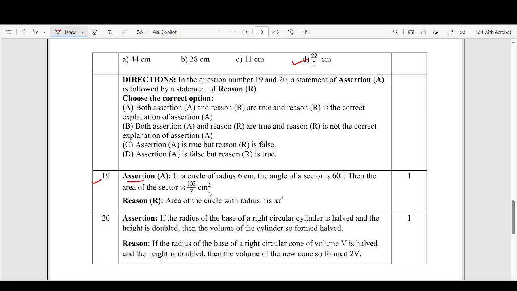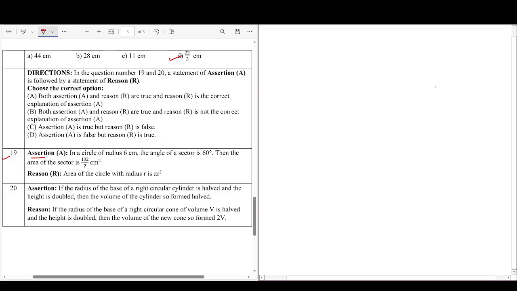Then the area of the sector is. So we know that in a circle, suppose this is the circle, this is the center, we have to form a sector. Suppose this is the sector, and the angle of the sector is given as 60 degrees, and the radius is given as 6 centimeters. We have to find the area of the sector.